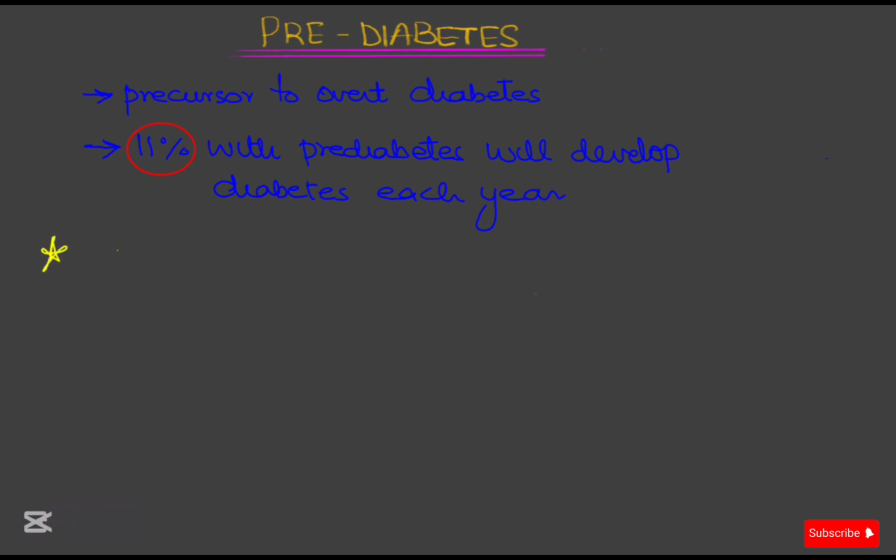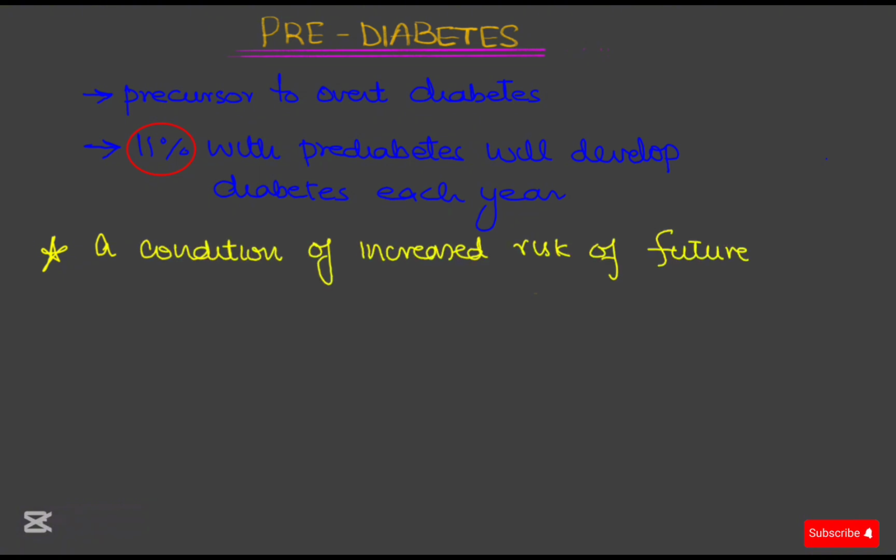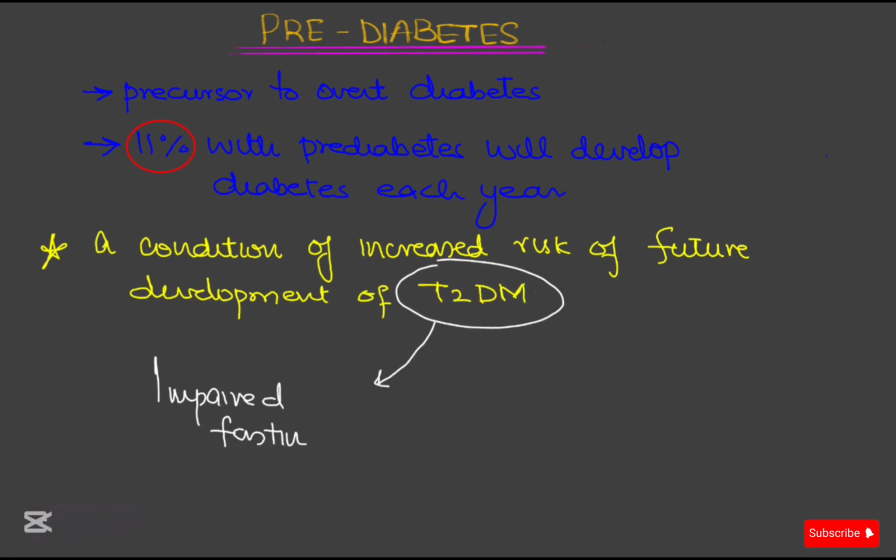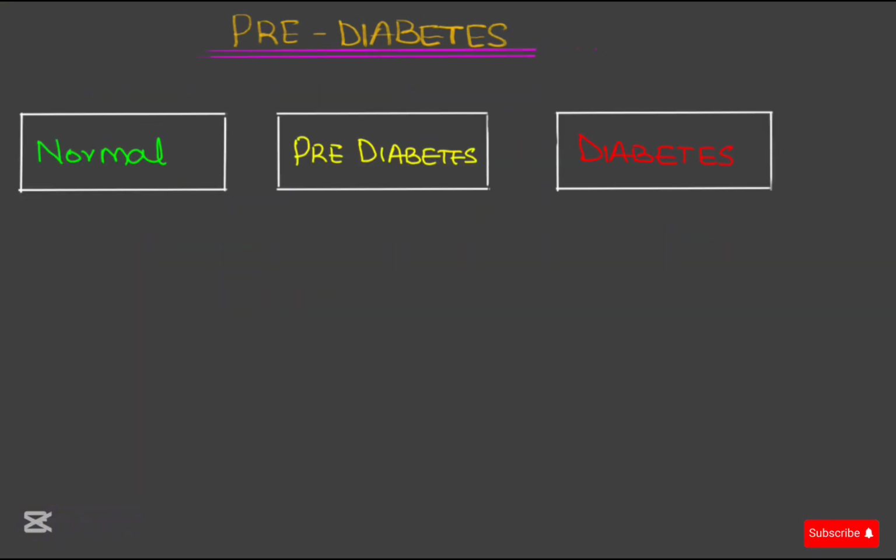So let's define it comprehensively. It is a condition of increased risk of future development of type 2 diabetes mellitus as a result of either impaired fasting glucose or impaired glucose tolerance. People with prediabetes are an intermediate group who have blood glucose levels that are higher than the defined normal levels, but not high enough to meet the diagnostic criteria of diabetes. So, prediabetics are individuals who are between normal healthy people and those who are diabetic.